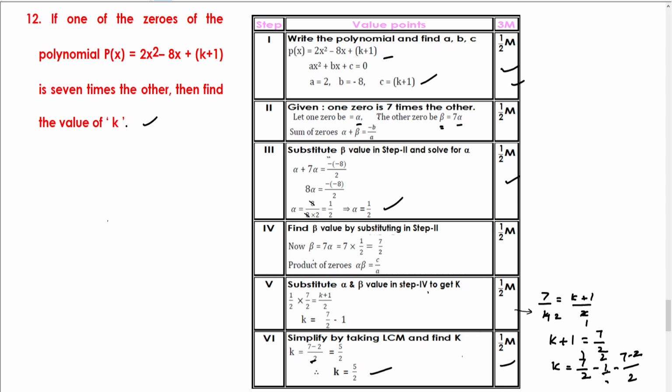As it is given that one of the zeros is 7 times the other. Let us take the first zero to be alpha, then beta will be 7 times alpha.